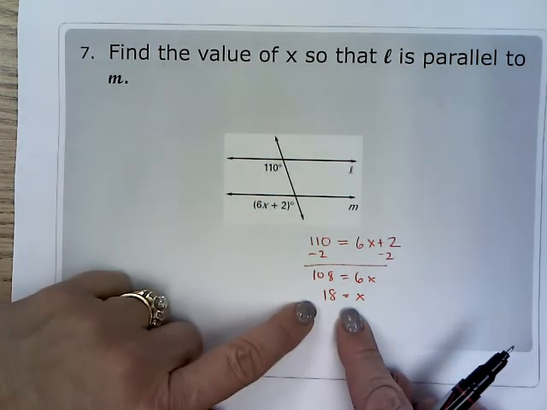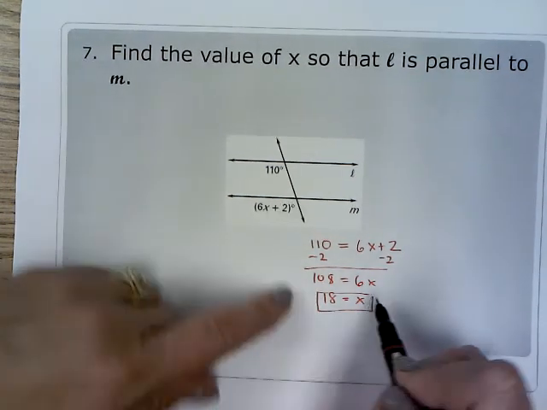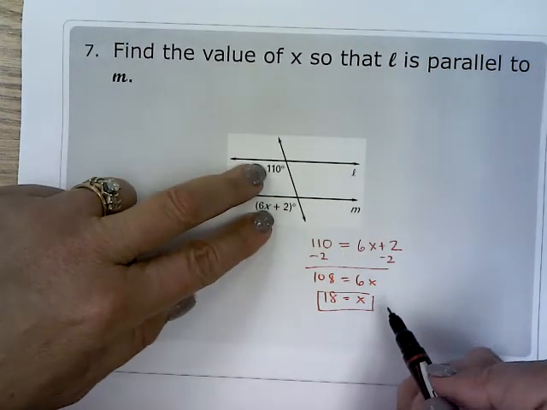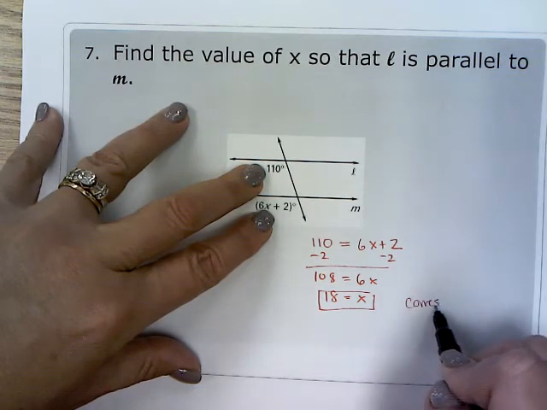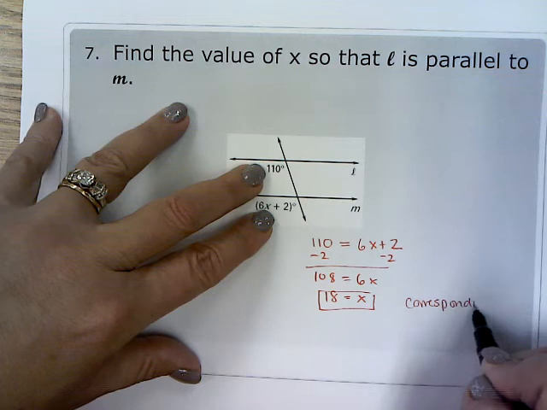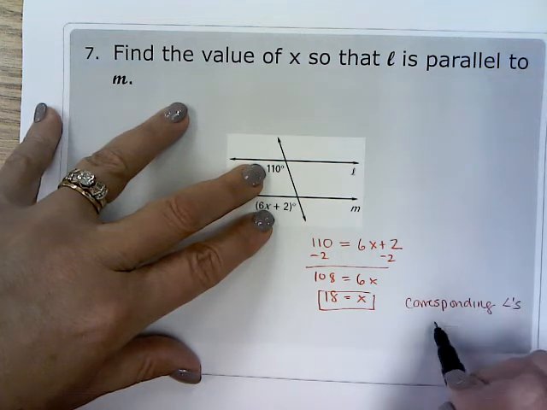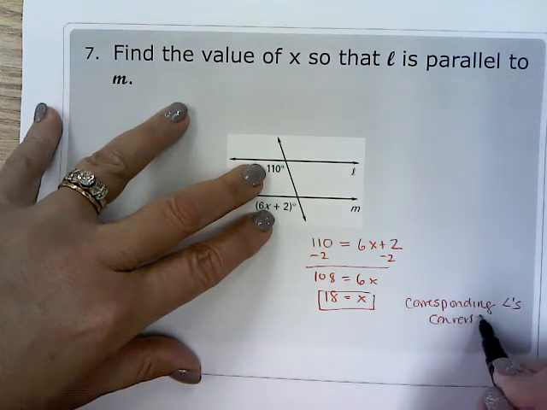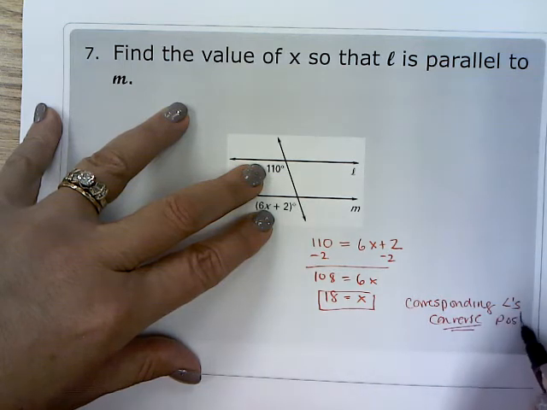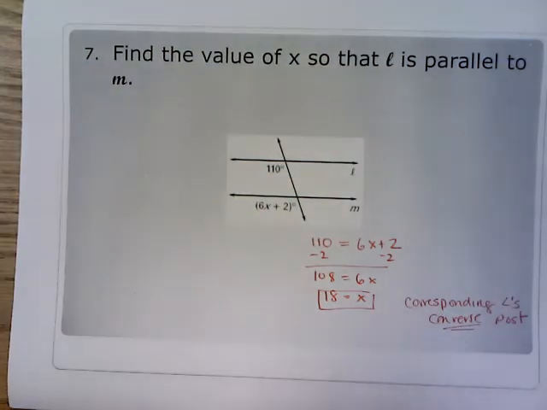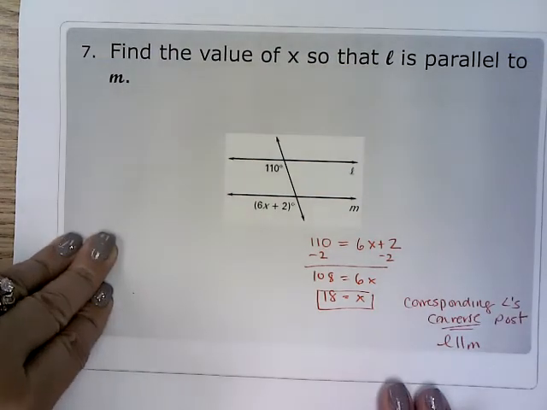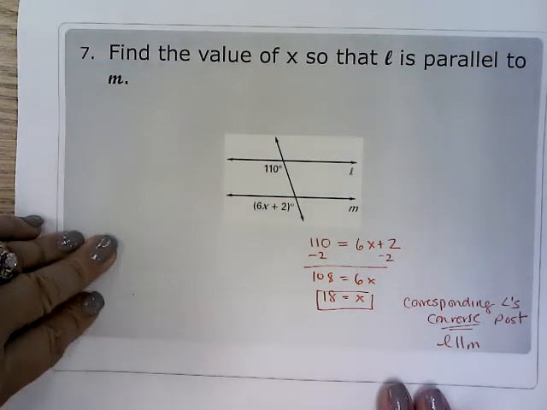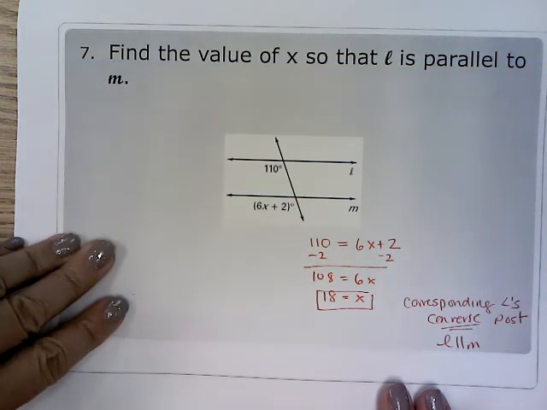So x is 18. This value of x makes both of these 110 degree angles. So by the corresponding angles converse postulate, they are parallel. L is parallel to M. The converses make them parallel. The converses prove the parallelism.